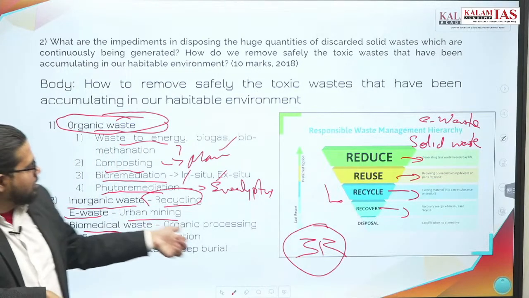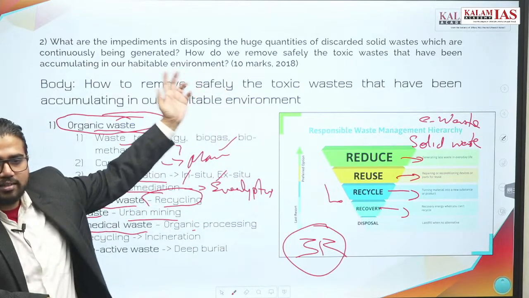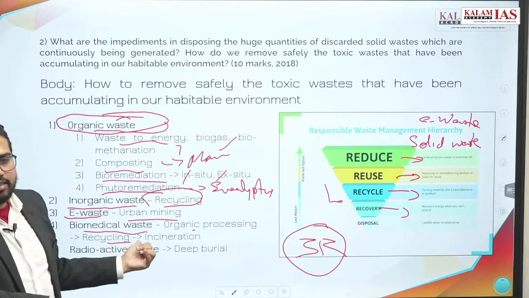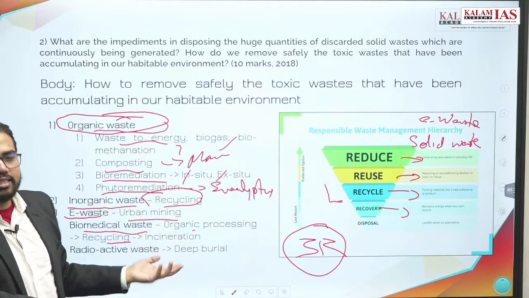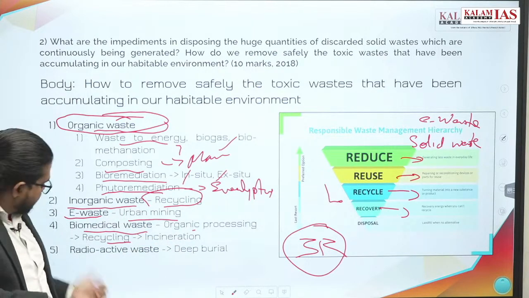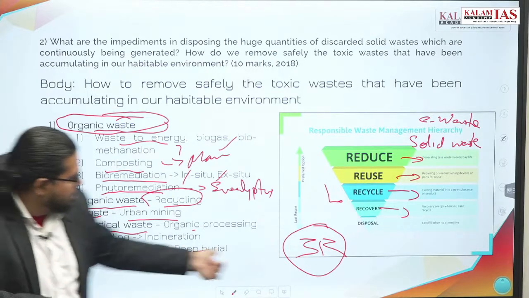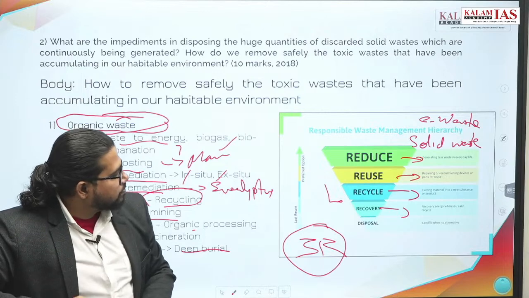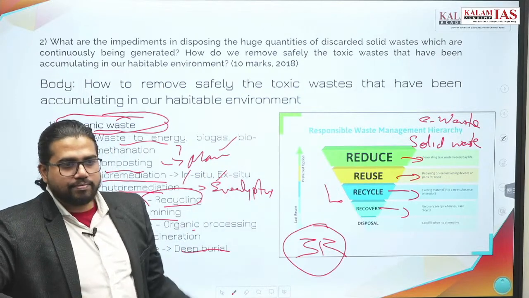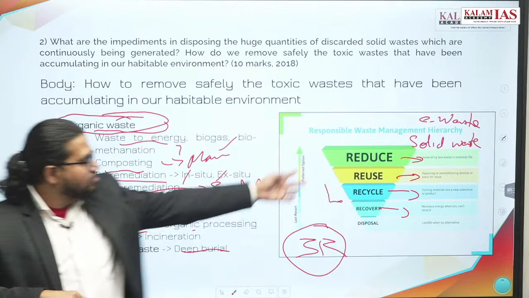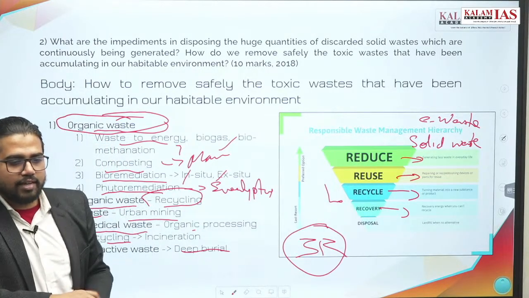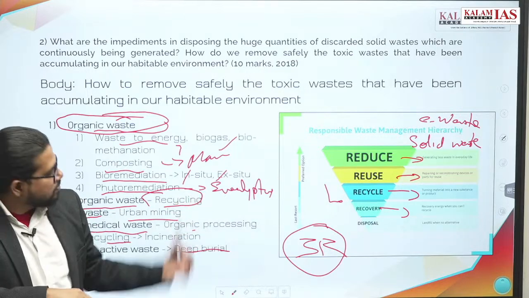Biomedical waste, if it is organic waste, you go for processing, biomethanation, all this. If it is very dangerous, hazardous waste, then go for incineration, something like that. Radioactive waste, we already discussed in nuclear, go for deep burial and all. Have a fair idea? This is a very good area where you can use a diagram and it can be very effective also.